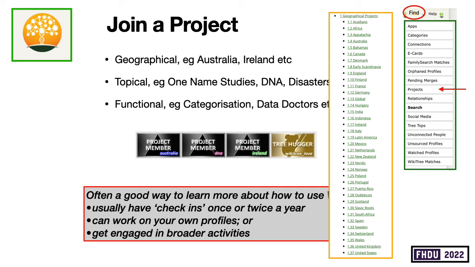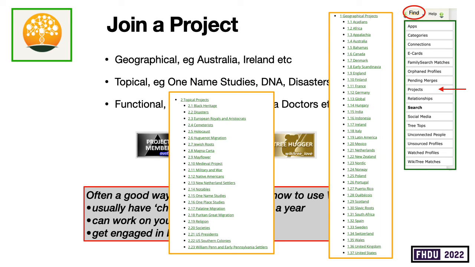So you can see there a list of some of the geographical projects, which is a whole list of countries, including Australia and others that may be of interest to a lot of you, like England or New Zealand. Topical projects are about subject matter, so you can see there the Holocaust or Magna Carta, one name studies, one place studies, that sort of thing.